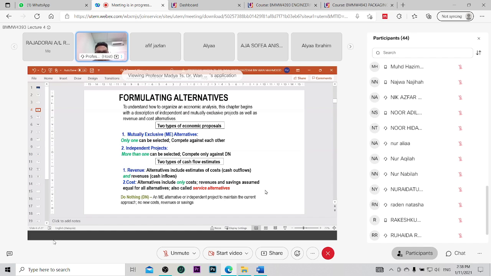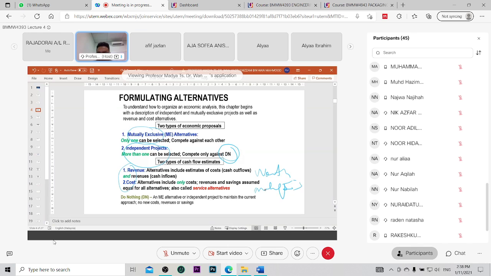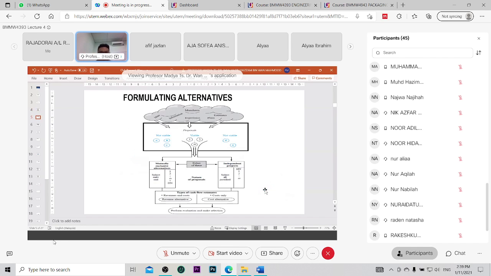So these are new terminologies in this chapter. First is mutually exclusive, ME. Second one, independent. The third one is DN. So we have mutually exclusive, independent projects, and the third one is DN. Revenue and cost are common terminology, and these two actually refer to worth analysis. After this slide, we will find a lot about mutually exclusive, independent projects, or DN. So please don't confuse.